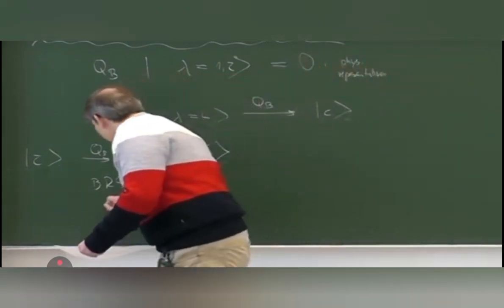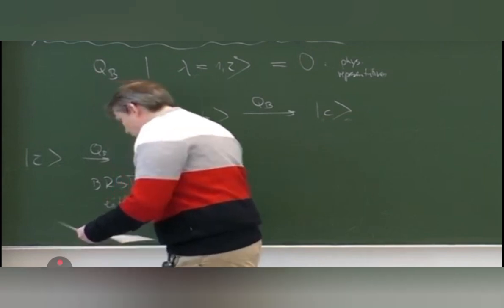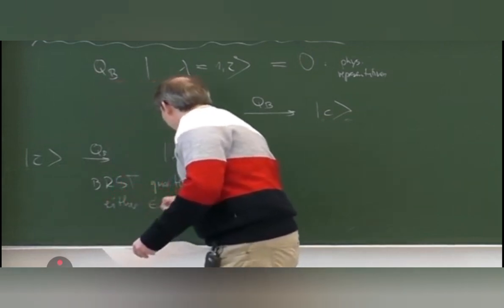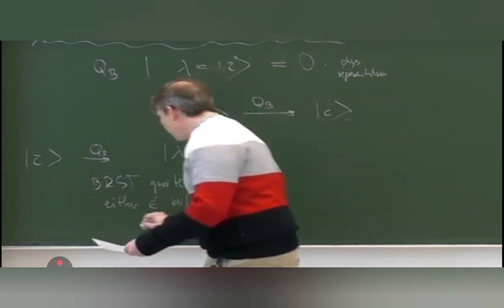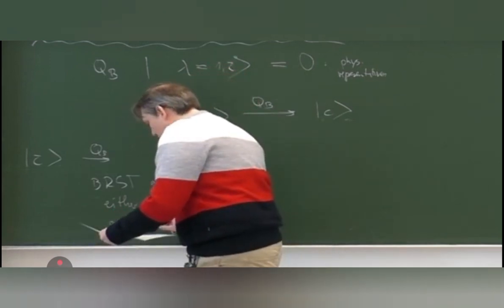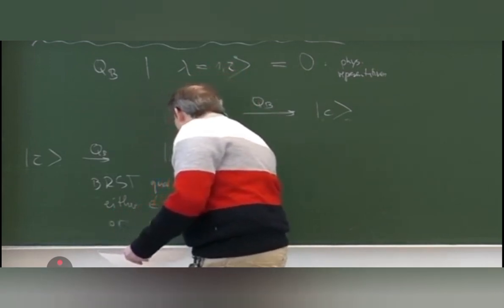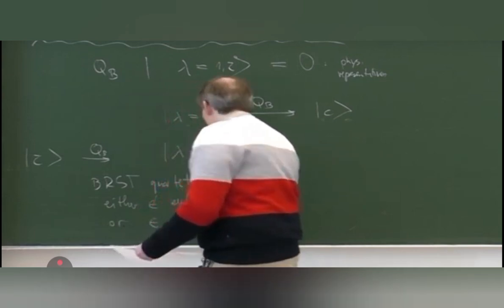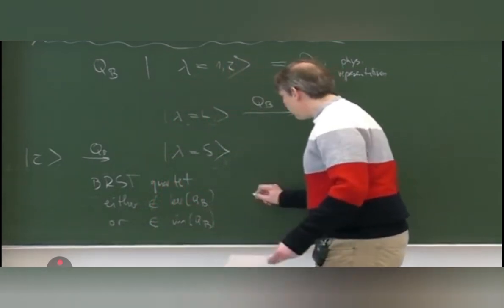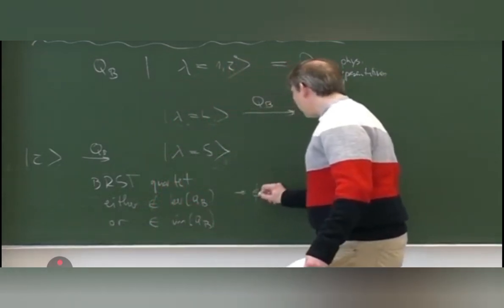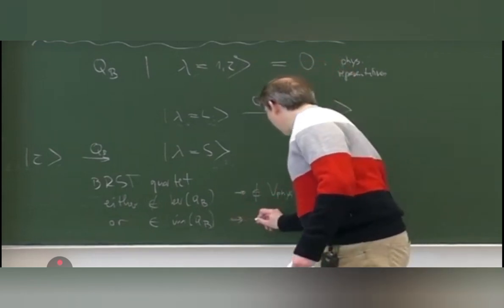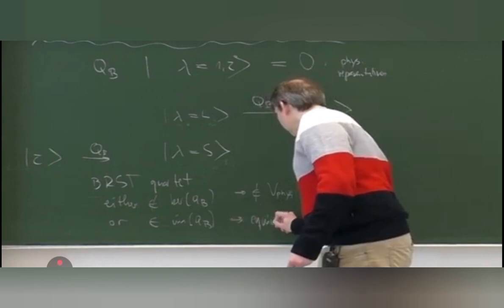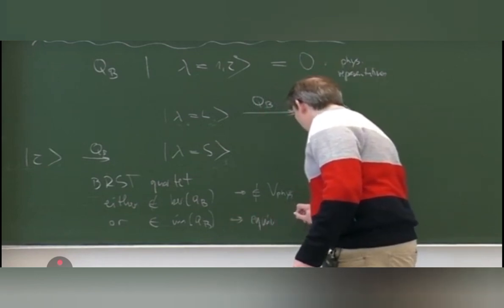So they are unphysical, and therefore either they are not in the kernel of Q, so they are not BRST invariant, or they are in the image of Q and therefore equivalent to the 0 vector. So this means they are not elements in this physical subspace, and that means they are equivalent to the 0 vector.